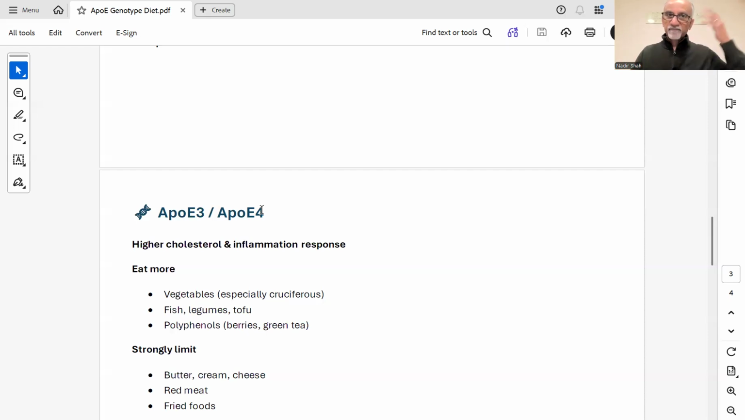As I have mentioned in my previous vlogs, if somebody carries 1 copy of 3 and 1 copy of 4, 3-4, they have a 30% chance in the later part of their life of having some sort of dementia related issue. But if there is a double copy of 4, meaning both copies are 4, then that 30% probability of dementia jumps to 90%. Okay, now the silver lining in this statement is that the 30% risk is there, but 70% won't get it.